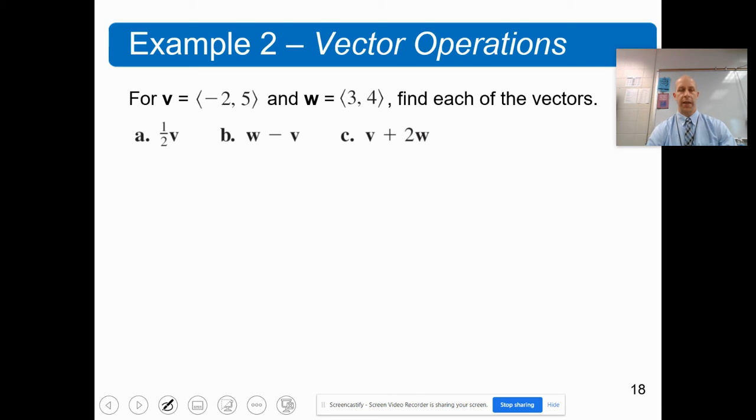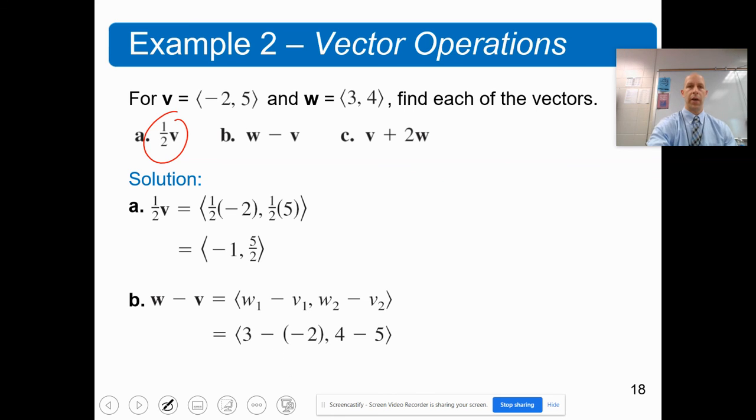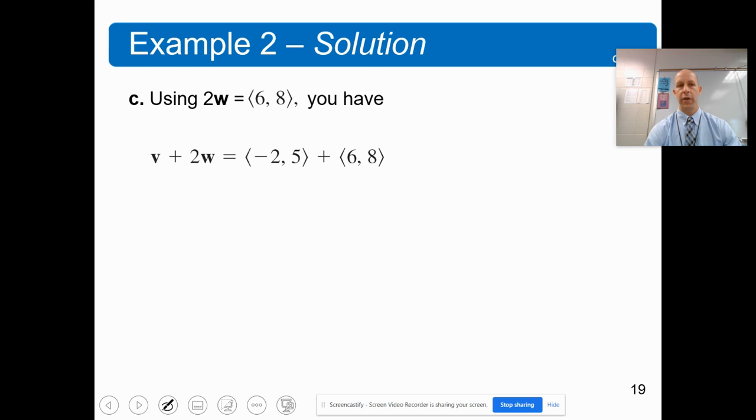So let's look at our second example here. v is ⟨-2, 5⟩, and w is ⟨3, 4⟩. So what's half of v? Well, we're just going to take half of v literally. So that's very simply ⟨-1, 5/2⟩. If we're going to subtract, we're just going to subtract. Here, be careful, we're doing w minus v. So it's going to be 3 minus -2, and then 4 minus 5, which is going to give us ⟨5, -1⟩.